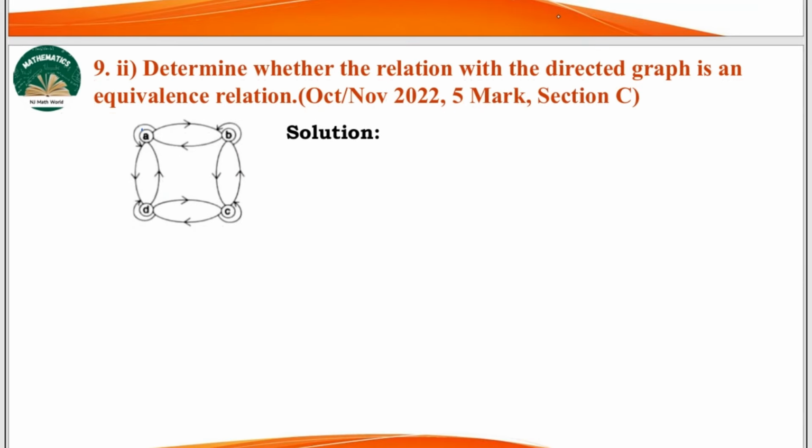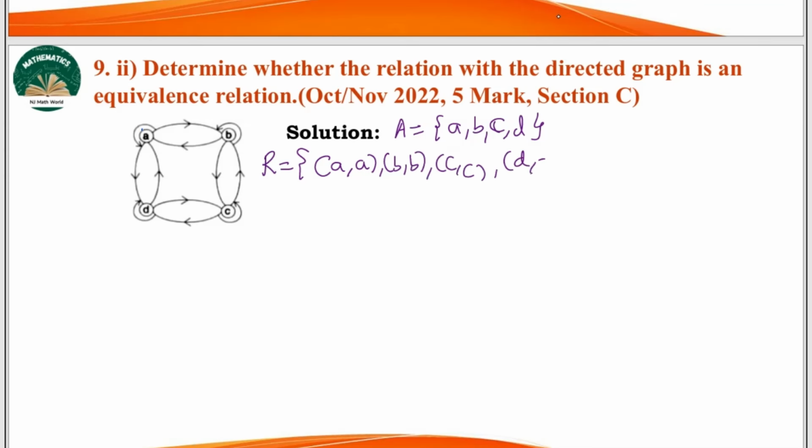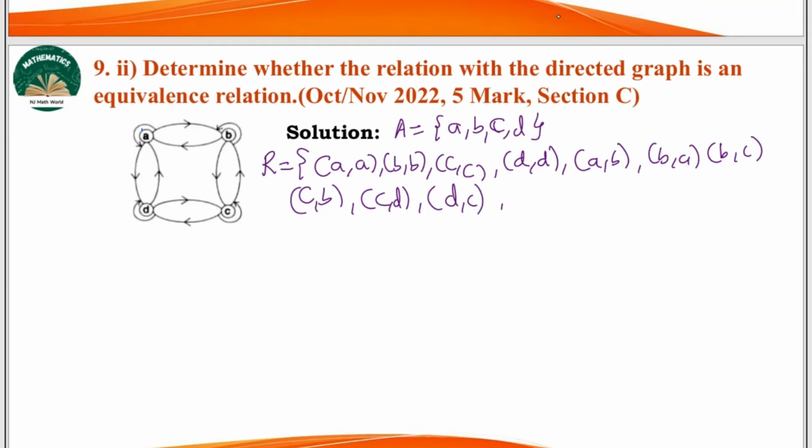We have given here A equals {a, b, c, d}. They are four vertices. Now we will find the relation of these four vertices. That will be, we have all self loops, so it will be (a,a), (b,b), (c,c), (d,d). Then we have (a,b), then (b,a). Then we have (b,c), then (c,a), (c,b). Then we have (c,d), then (d,c). Then we have (d,a), and then (a,d).